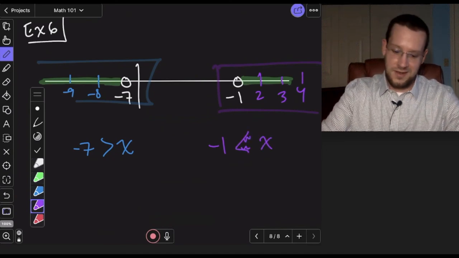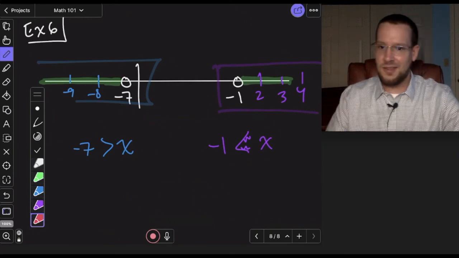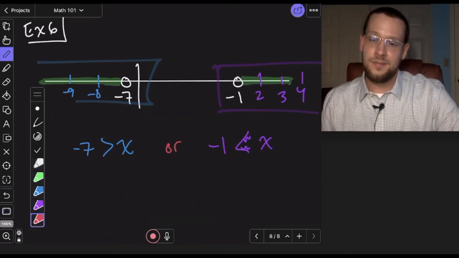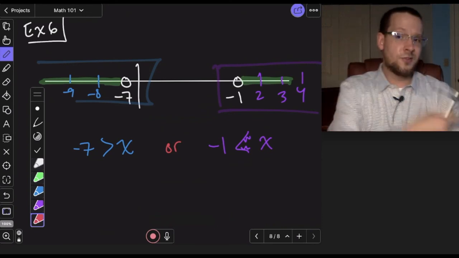And this is what we call a disjunction. Nothing you need to know that, but these will be connected by the word or. It's one or the other. It goes this way or it goes that way. There's no in between.